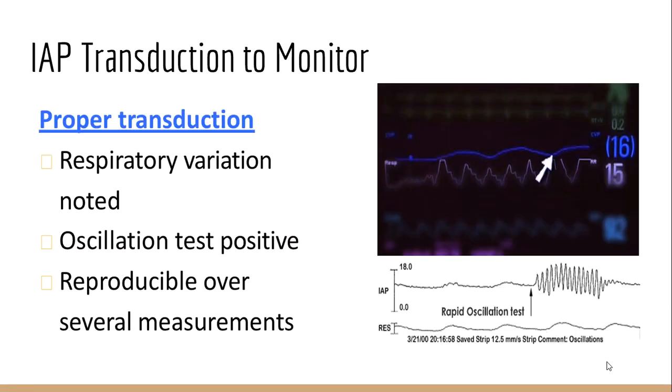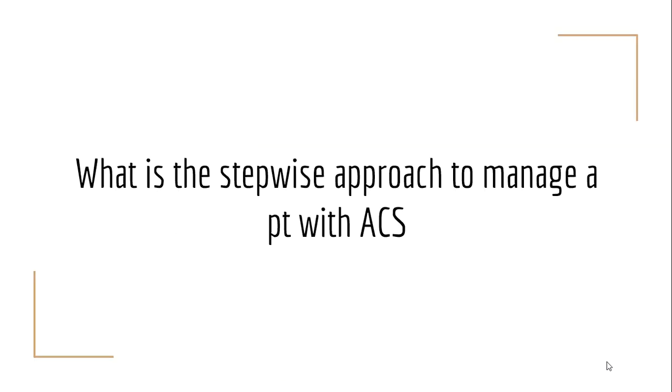The IAP pressure waveform has inspiratory and expiratory variations. So it increases during expiration and decreases during inspiration. So we should always measure our IAP at the end of expiration, and the oscillation test should be positive, and it is reproducible over several minutes.